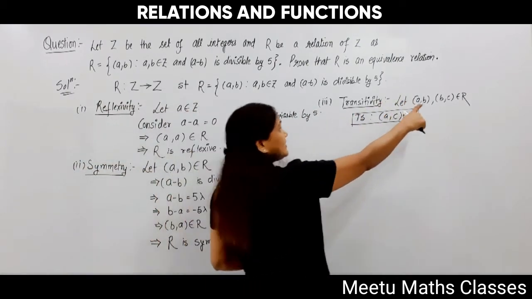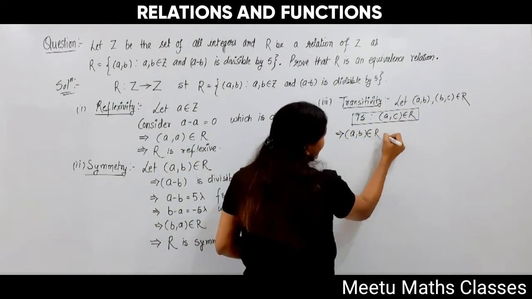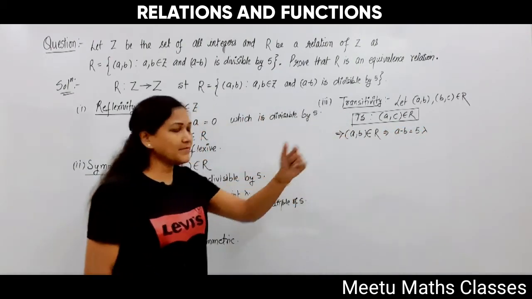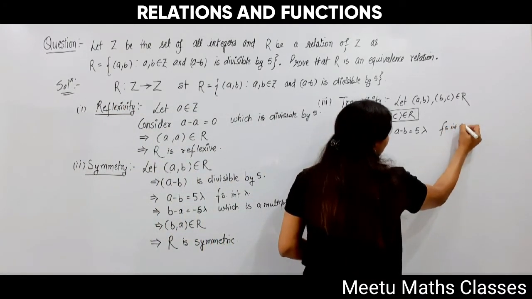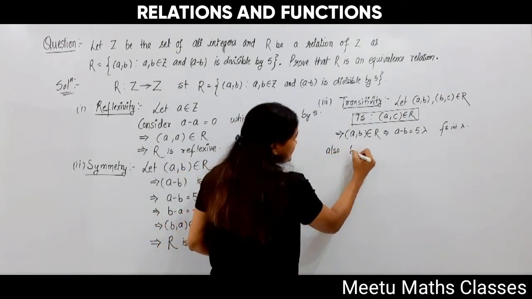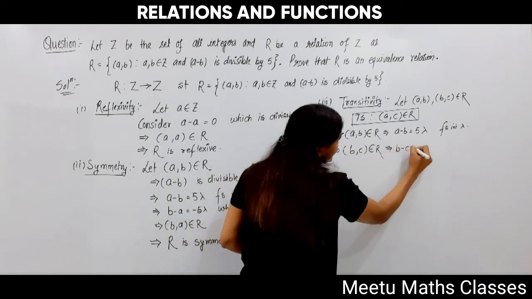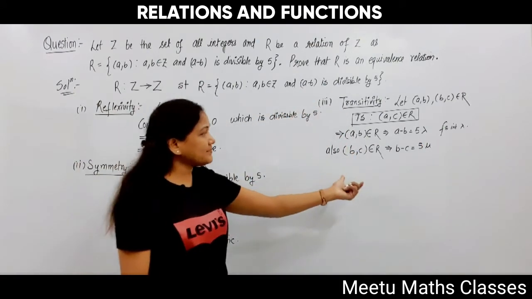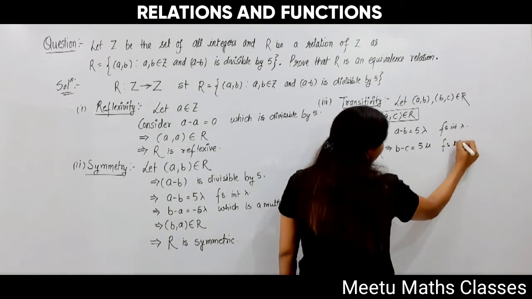Now if a is related to b, that implies (a, b) belongs to R, implies that a minus b is equal to 5 lambda, some multiple of 5, for some integer lambda. And also b is related to c implies that b minus c is also a multiple of 5. b minus c is divisible by 5, that means b minus c is a multiple of 5, say 5 mu, for some integer mu.